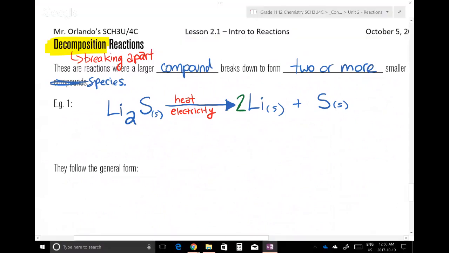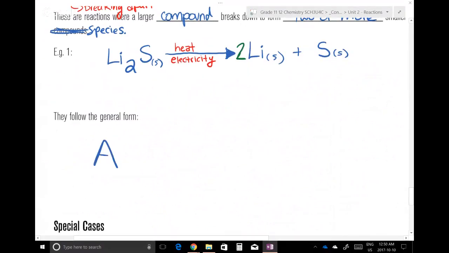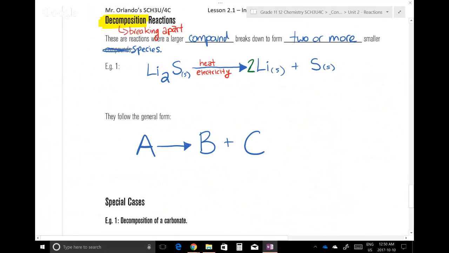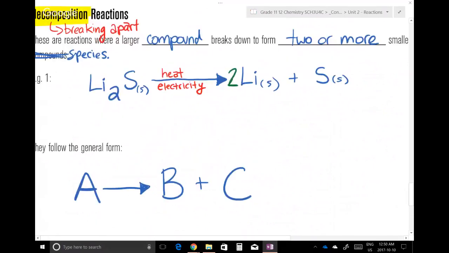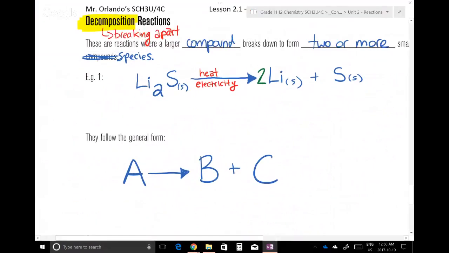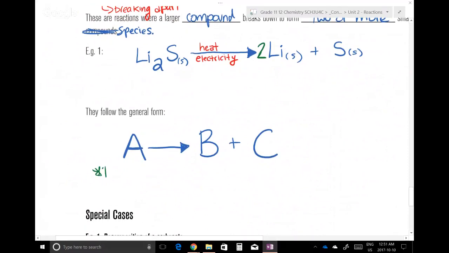Now, in general, what do these look like? Well, we have a single compound, and it undergoes a reaction, and it actually breaks apart into two things. So something like that. Again, the letters aren't important. What's important is the idea that a single compound breaks down into smaller species. Now, these above, binary compounds, are easy. Binary compounds decompose into elements.